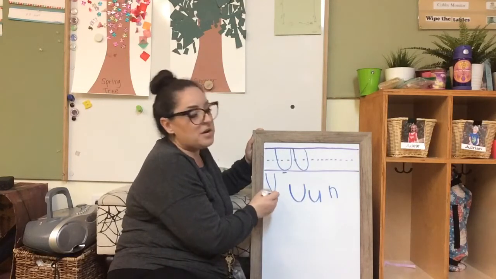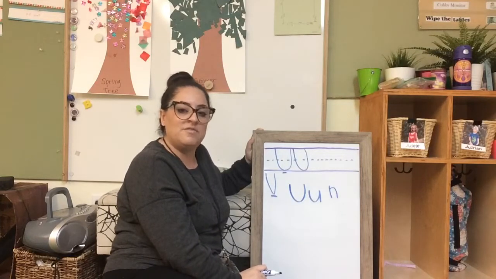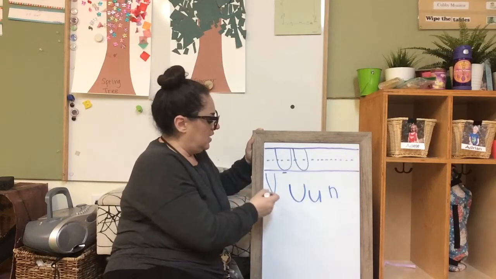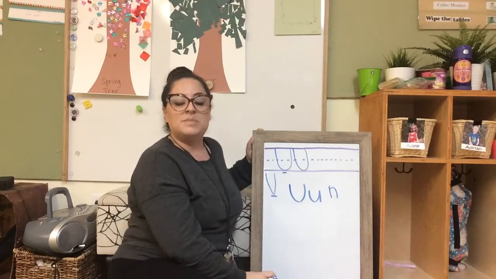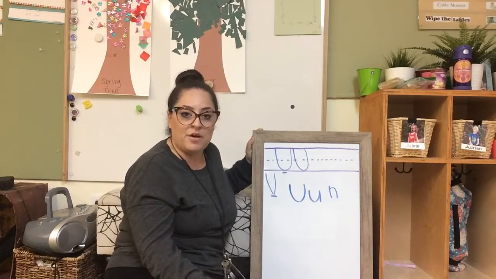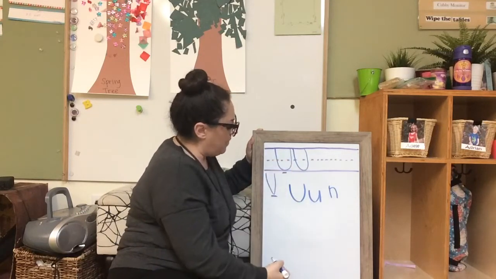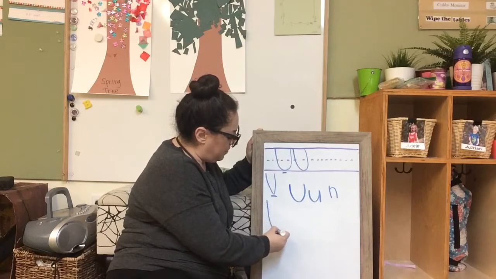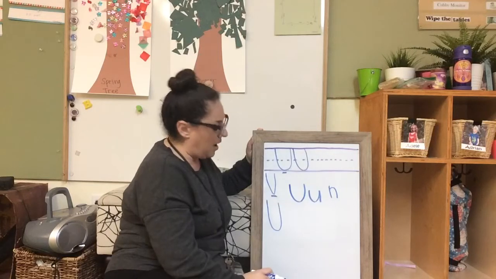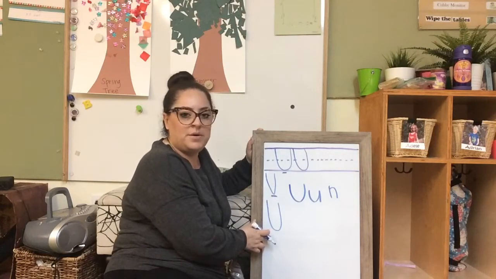So there's a very small difference between the uppercase U and the uppercase V, but even though it looks like it's not that big of a difference, it does make a big difference because it completely changes the letter if you don't make sure it's rounded at the bottom. So when you make your uppercase U, you're going to start at the top, come all the way down to the bottom line, and then curve back up and around, like an upside down rainbow.